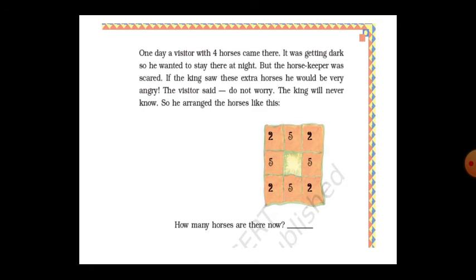2 plus 5, 7. 7 plus 2, 9. 9 plus 5, 14. 14 plus 5, 19. 19 plus 2, 21. 21 plus 5, 26. 26 plus 2, 28. So how many horses are there now?